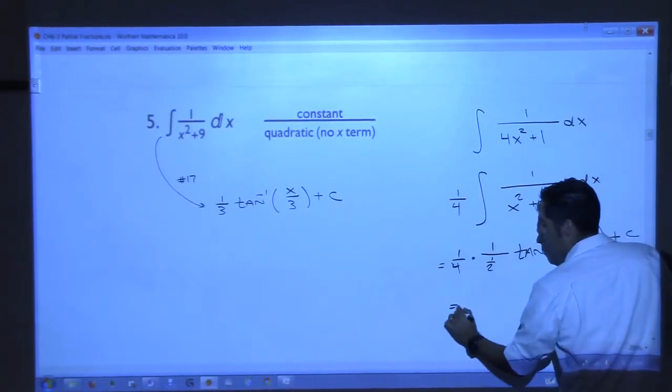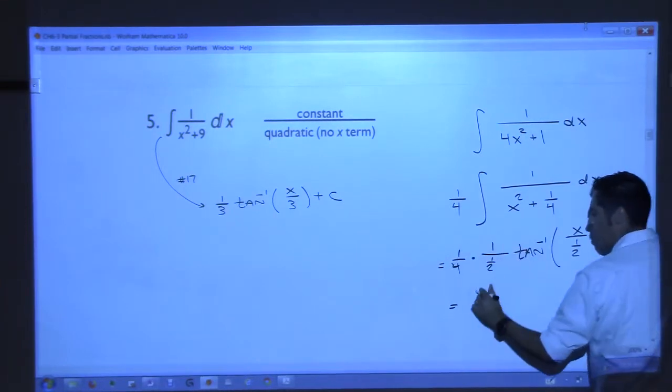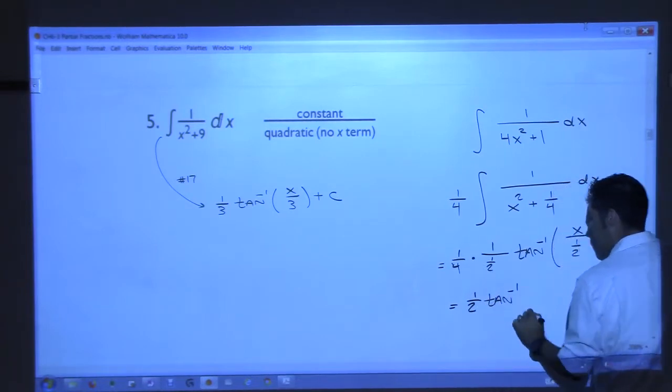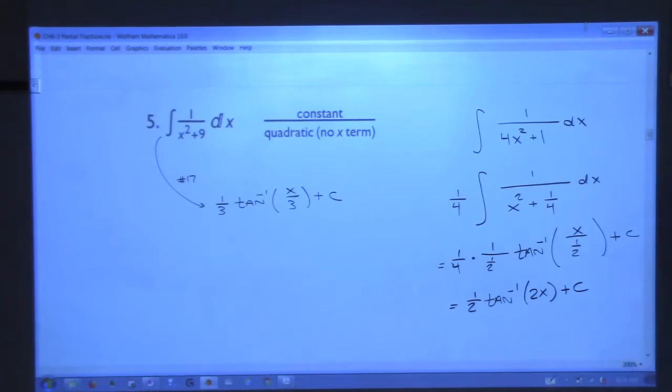So at the end of all this, this 1 over 1/2 becomes a 2. 2 times a 4th is a 1/2. Arctangent of 2x plus c. It'll work. If you take the derivative of that, you will get this.